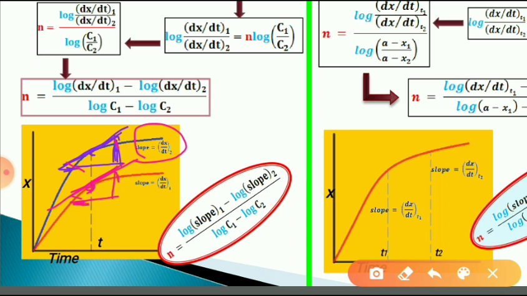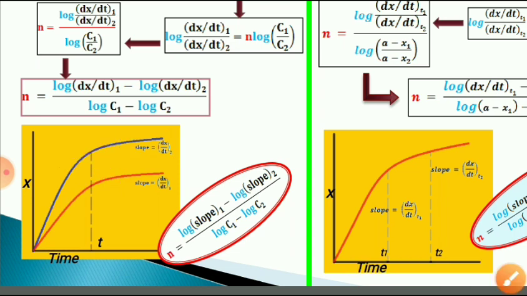Okay, so that we get a dx upon dt difference. From here at point t, we can calculate the dx upon dt for two different initial concentrations, which is nothing but the slope. So we can replace or modify this equation to obtain this equation.